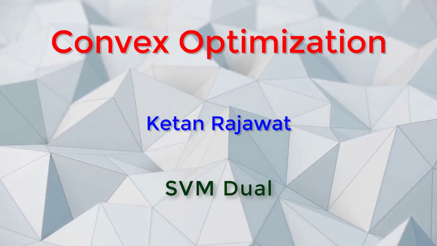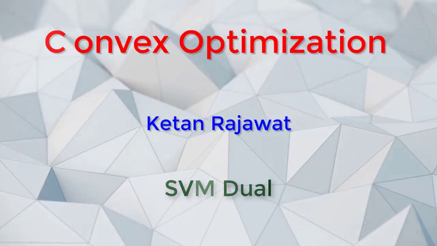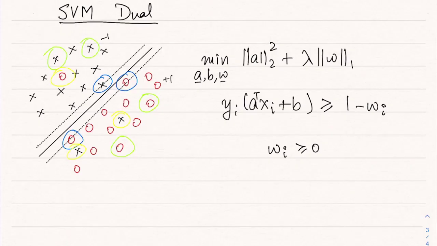Let us look at the dual of the support vector machine formulation that we have seen earlier. I have copied the figure and the formulation here. Let us associate the dual variable lambda_i with these constraints, and let us write down the Lagrangian as a function of a, b, w and lambda.